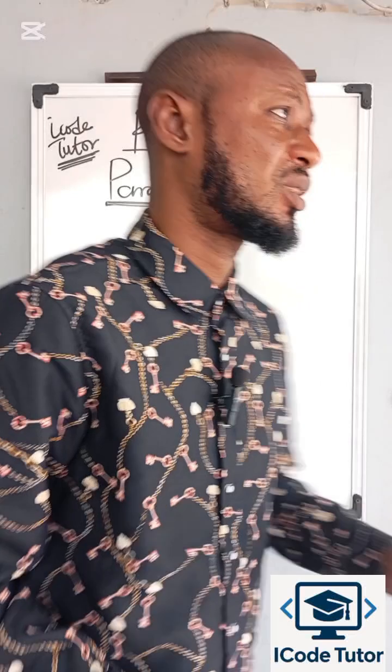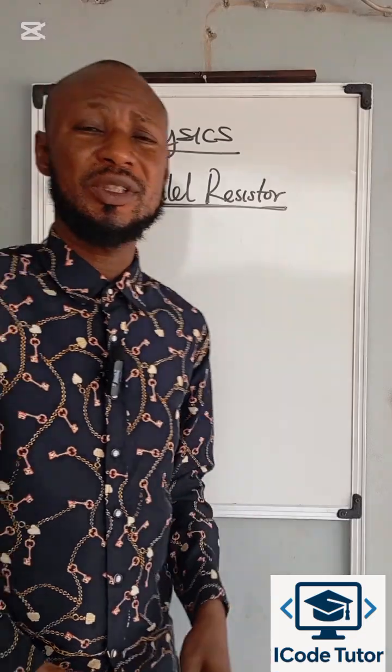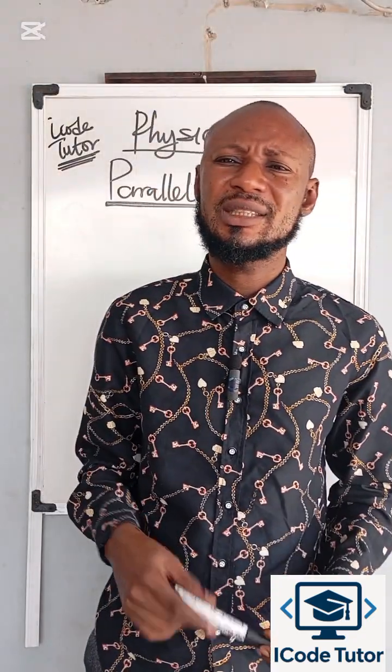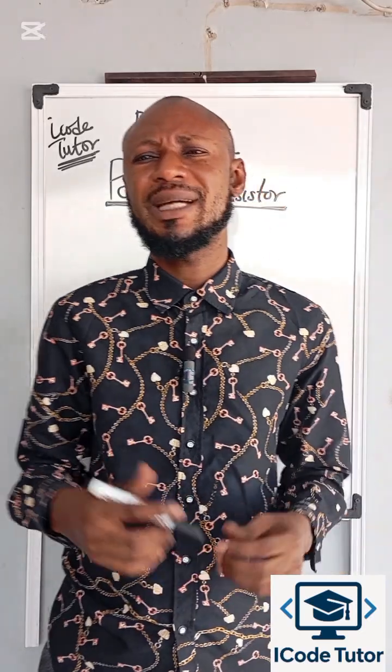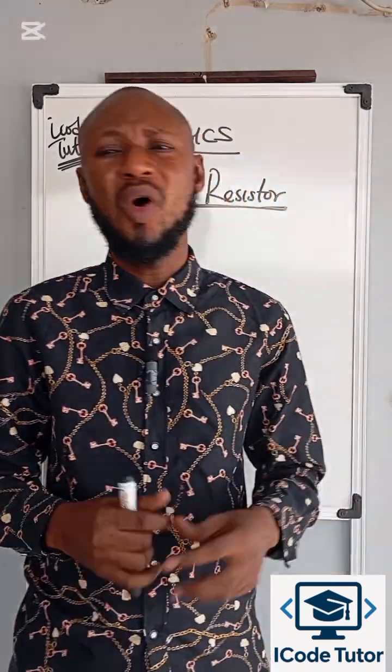From our previous discussion, we discussed series resistors, but today we are going to be looking at parallel resistors. Now, what are parallel resistors? Resistors are said to be connected together in parallel when both of their terminals are respectively connected to each terminal of the other resistor or resistors.